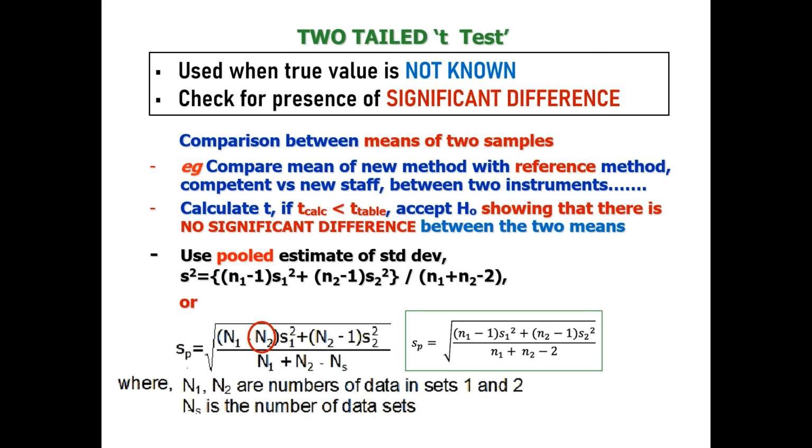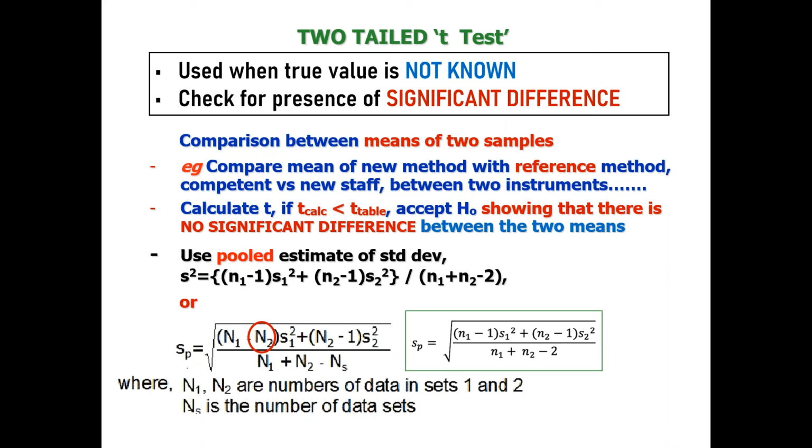If I want to check my new technical staff, I will give him the same sample and compare the means of the technical staff to the experienced staff. Or if you want to compare two instruments, give the same sample to this instrument, run it, and compare it with a reference instrument. So these are comparisons between the two. Okay, so I write: competent versus new staff, between two instruments, between two laboratories.